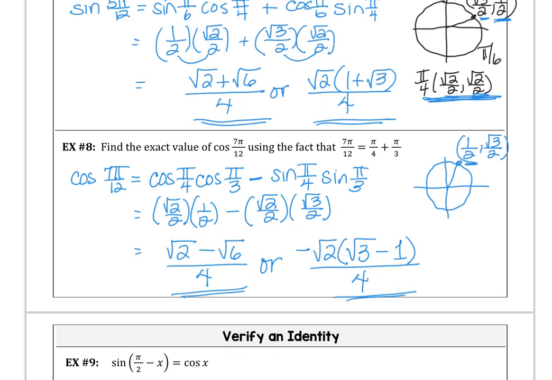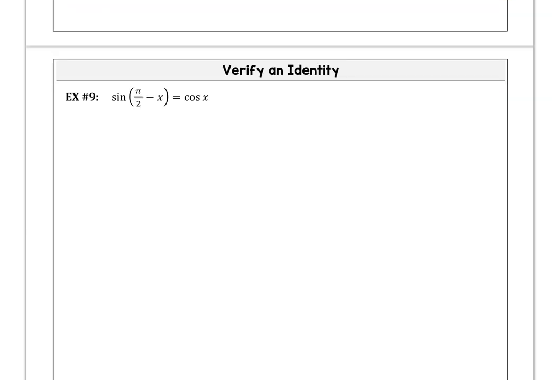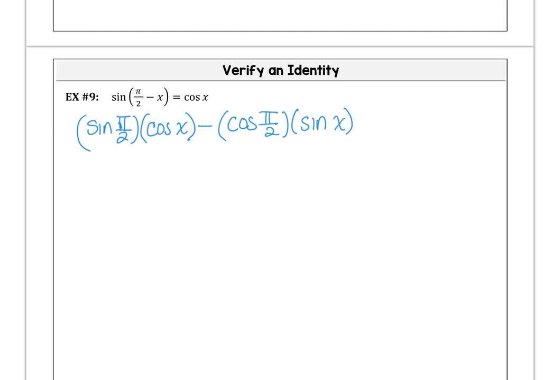Let's look at example 9. We have sine of, let's expand that out, sine of pi over 2 minus x. And the formula for the difference is sine of the first angle times cosine of the second angle minus cosine of the first angle times sine of the second angle.